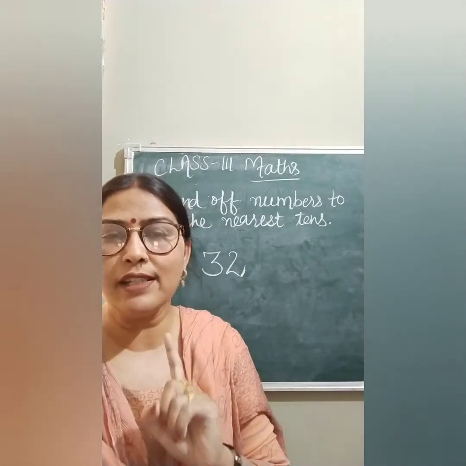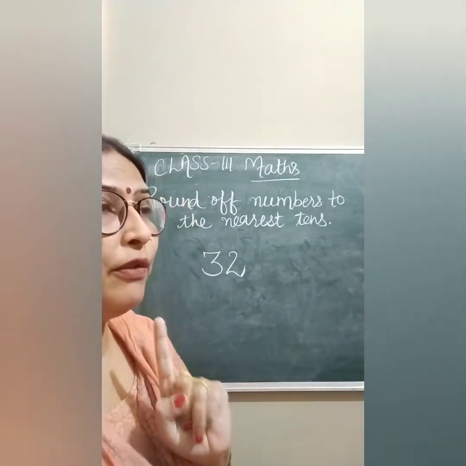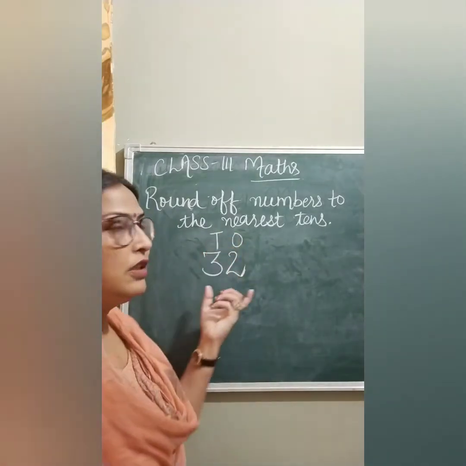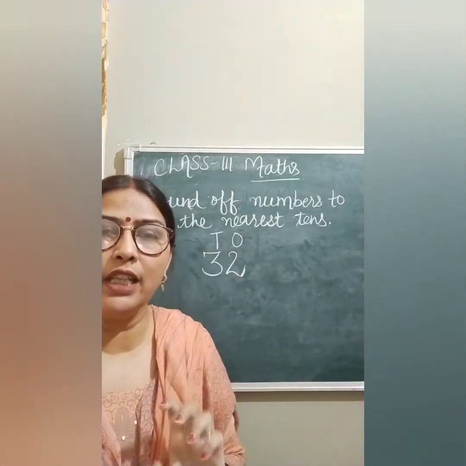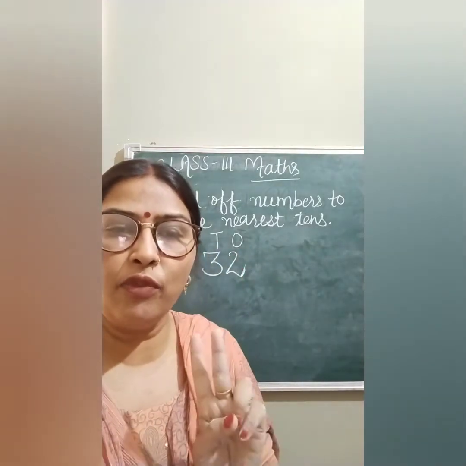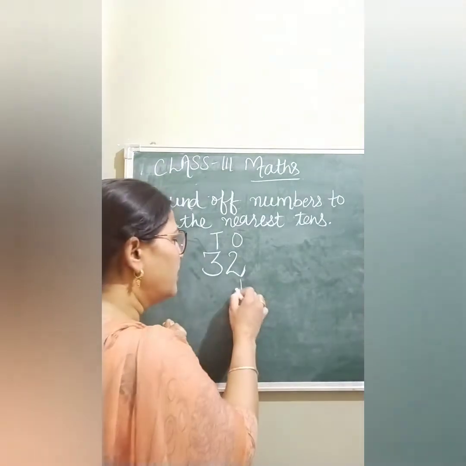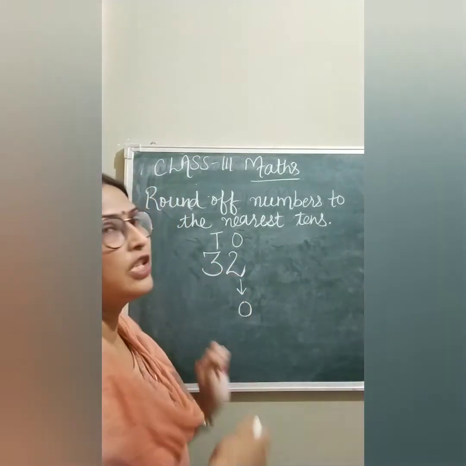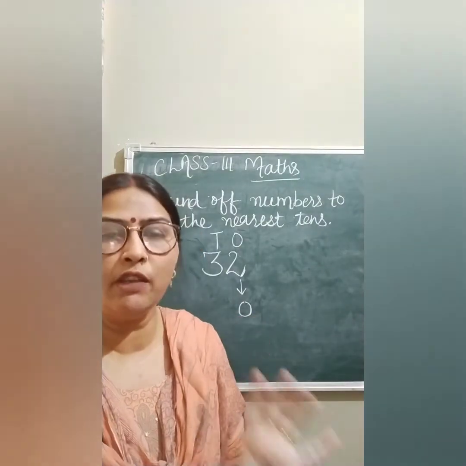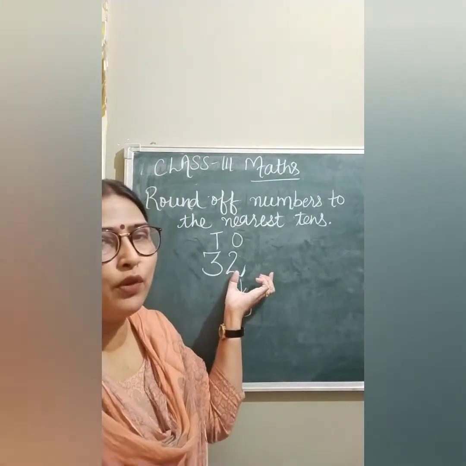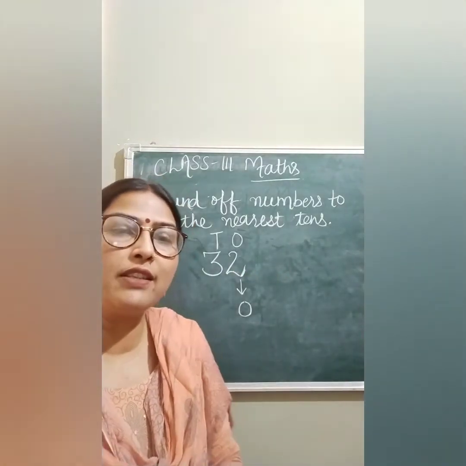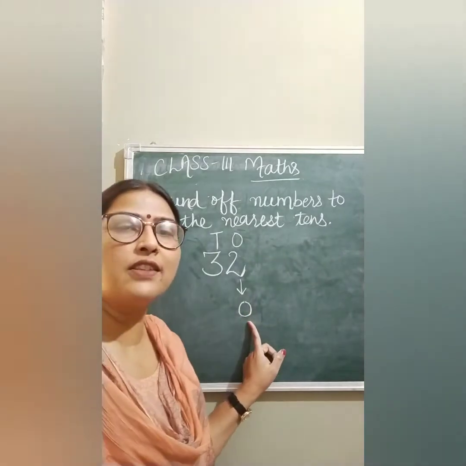Yes, first step. What is the first step? Firstly, we will write the places: ones, tens. This is the first step. Yes. Second step. What is the second step? Ones place digit will be 0. The ones place digit, whatever is given, whether it is 2, 3, 4, 5, 6, 7, 8, whatever it is given, but always you have to write it as 0.